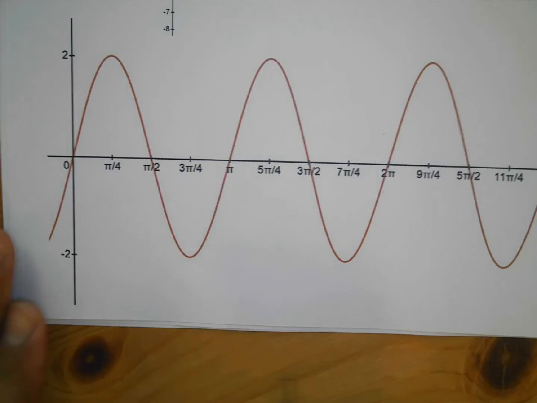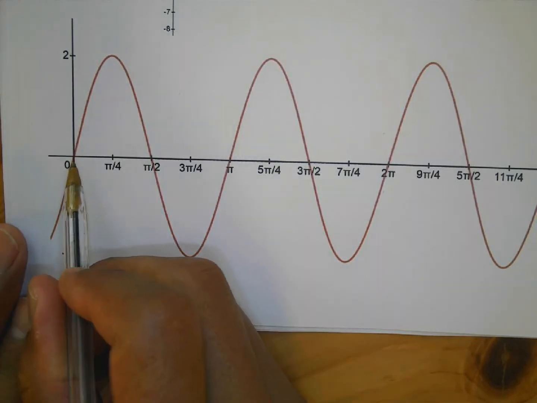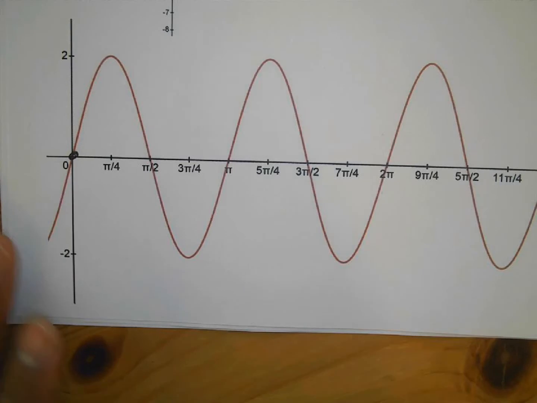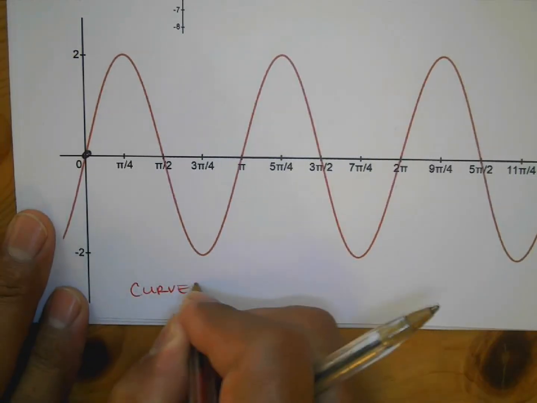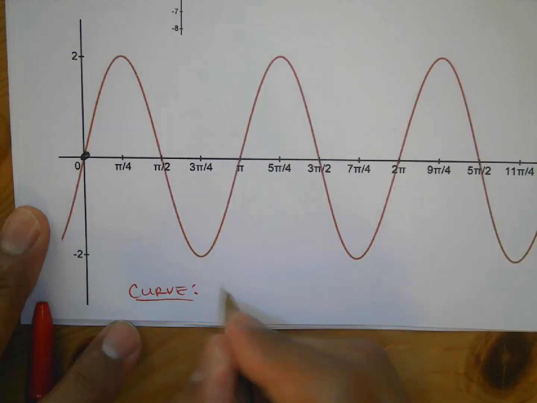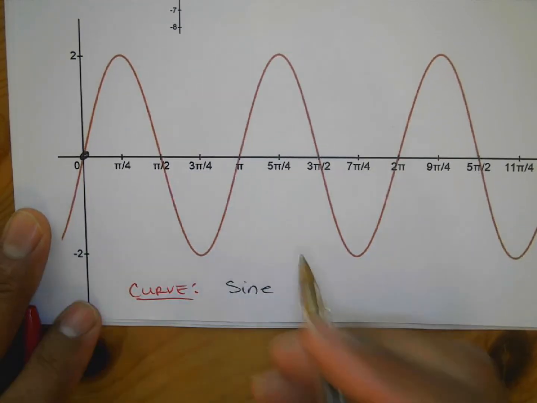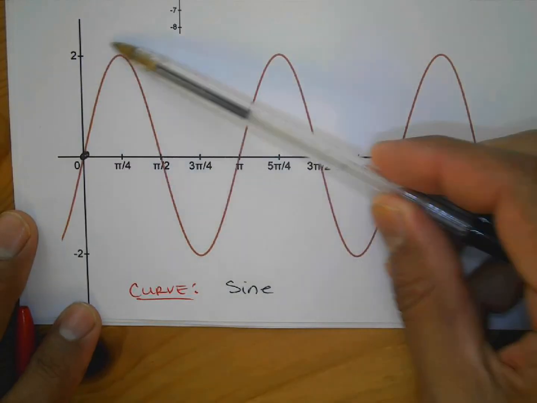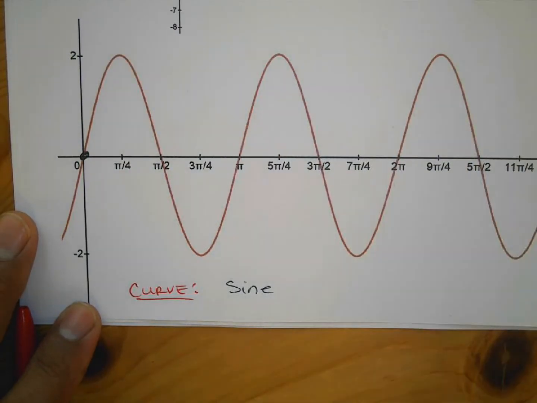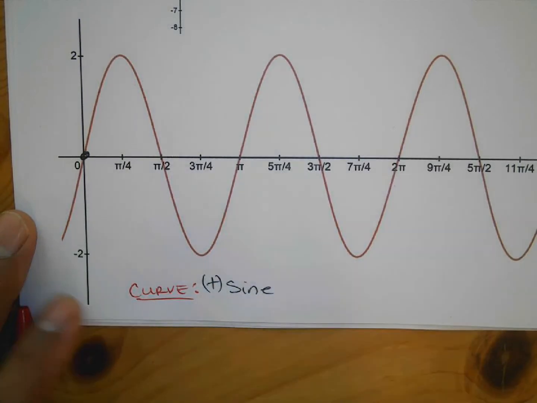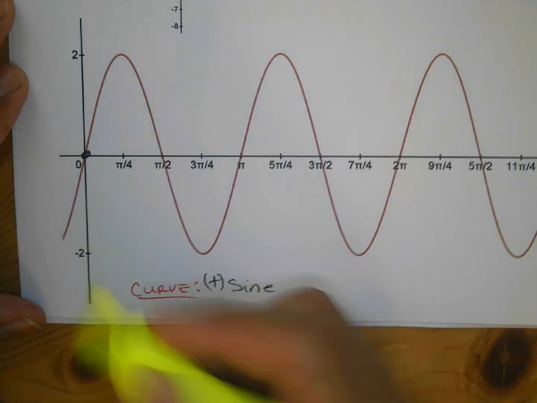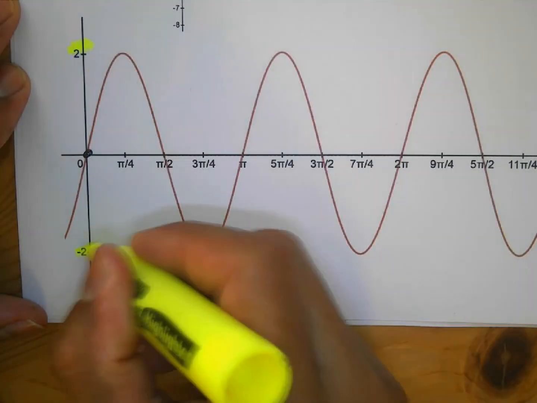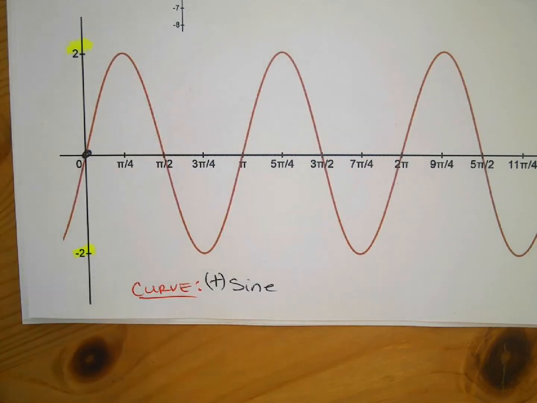What curve is this? Well, let's see. Is it going through 0, 0? Yes, it's going through 0, 0. So obviously it's a sine curve, but is it positive or negative? Well, this one starts up, so it's positive. It's a positive sine curve. What's the amplitude, the highest and lowest point? Well, 2. Amplitude is 2.